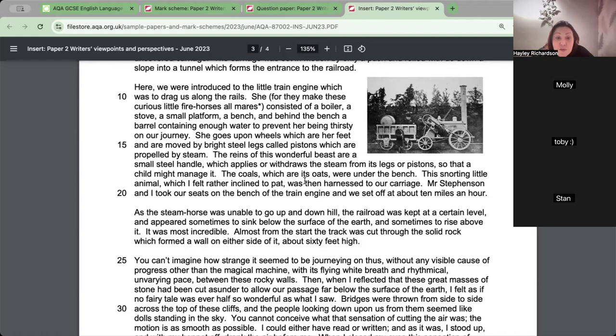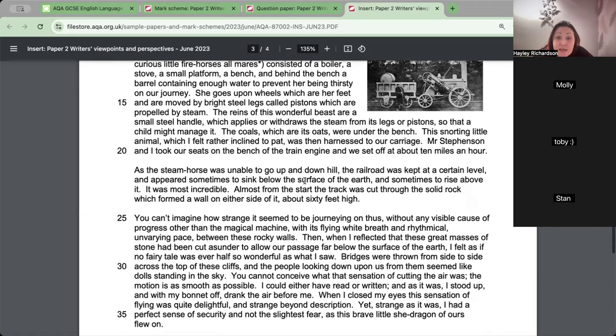This snorting little animal, which I felt rather inclined to pat, was then harnessed to our carriage. Mr. Stevenson and I took our seats from the bench of the train engine, and we set off at about 10 miles an hour. As the steam horse was unable to go up and down the hill, the railroad was kept at a certain level, and appeared sometimes to sink below the surface of the earth and sometimes to rise above it. It was most incredible.